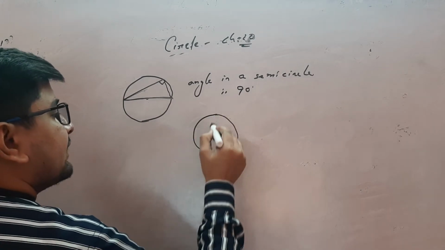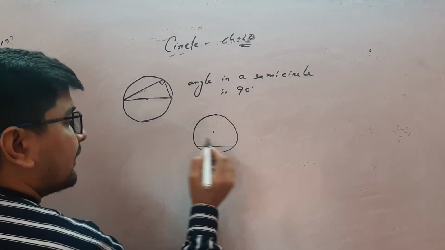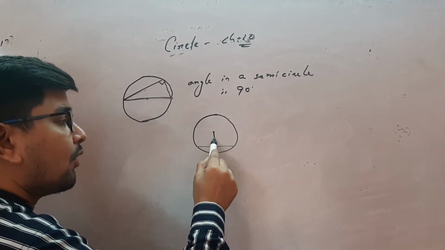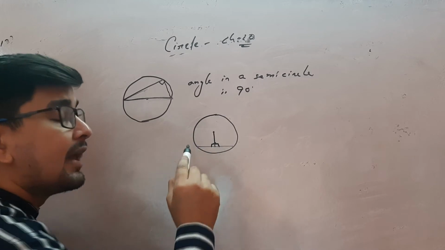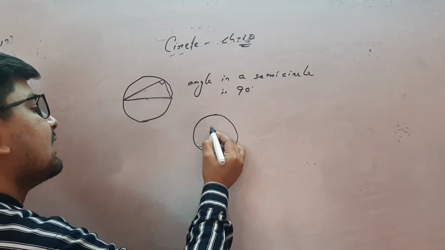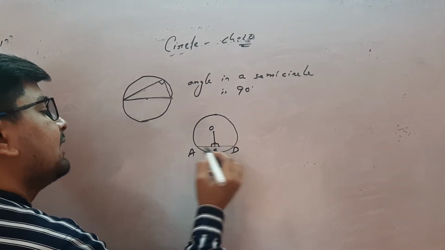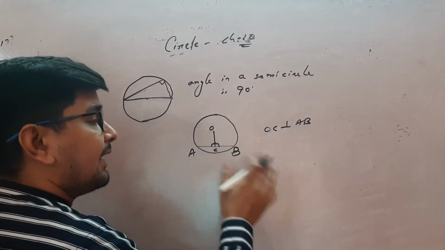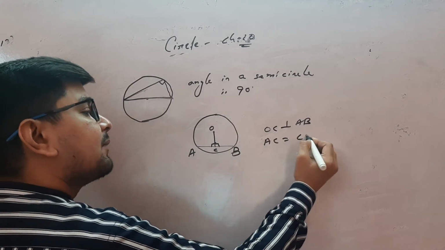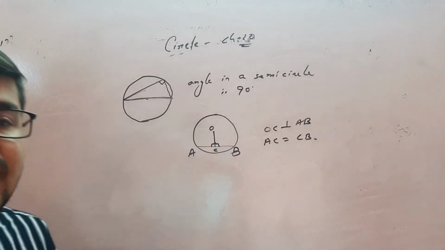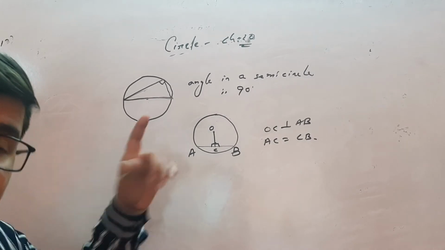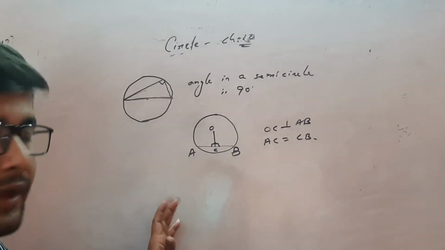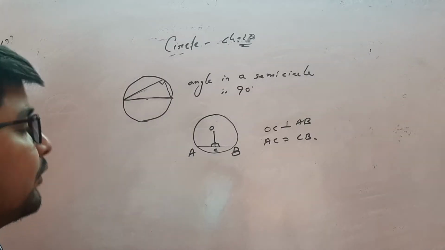Suppose this is a line, this is the center point, and this is your chord. Any line drawn from the center to the chord is always perpendicular and bisects the chord. That means suppose this line is OC, with C on AB, that means OC is perpendicular to AB, and it always bisects the chord, that means AC equals CB. Any line drawn from the center to the chord is perpendicular to it and bisects it. So this is also a theorem. Note that, 2-1.